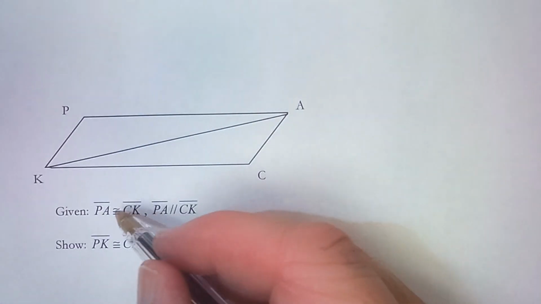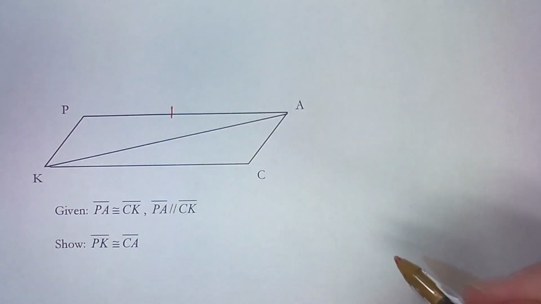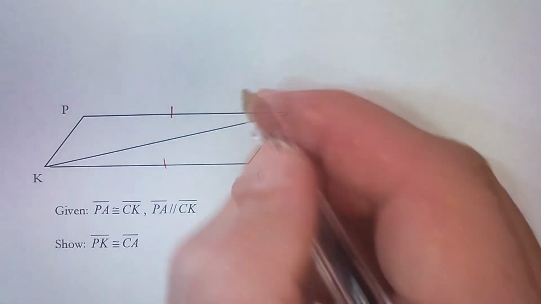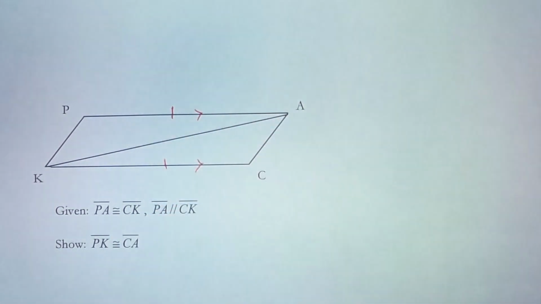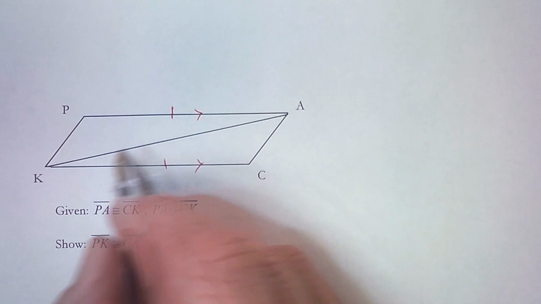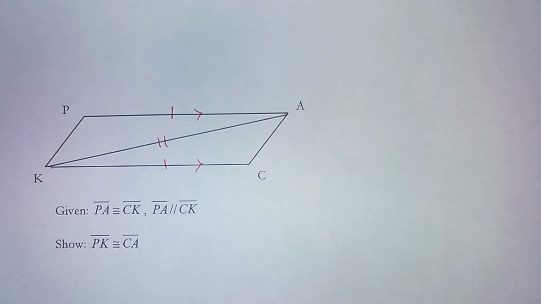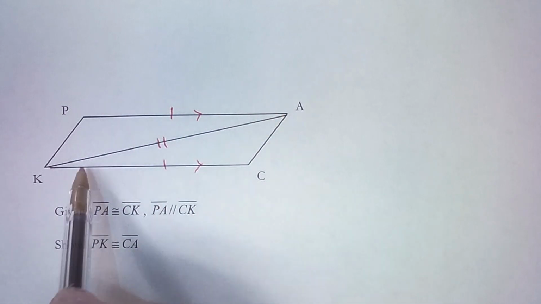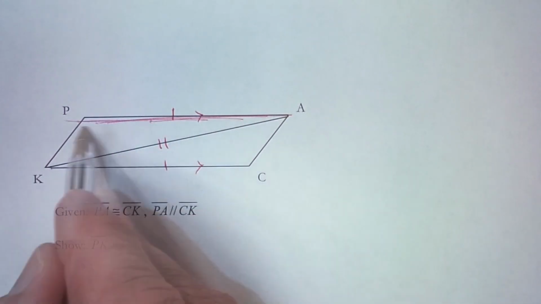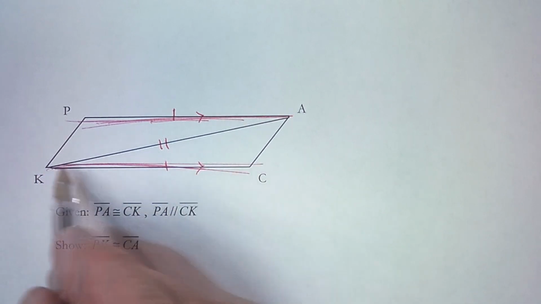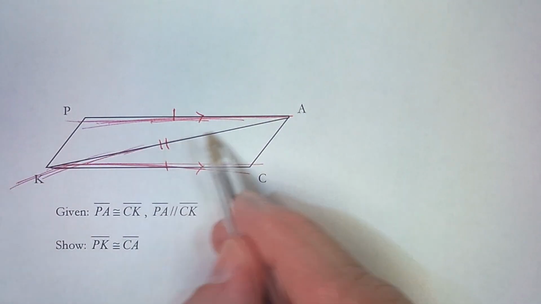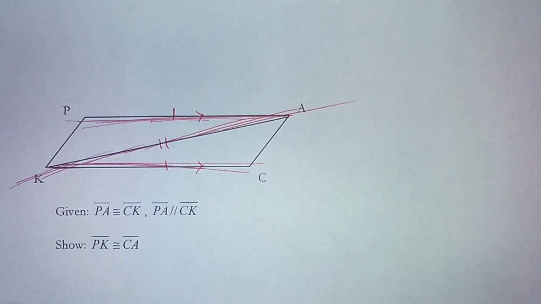So here I know that segment PA and segment CK are congruent, and I know that PA and CK are also parallel to each other. Now they do share a side right here. So I can say by the reflexive property that segment KA is congruent to itself. So I do have two sets of sides congruent. Now, here's a line that is parallel to this line, and they are cut by a transversal. So this right here is a transversal.